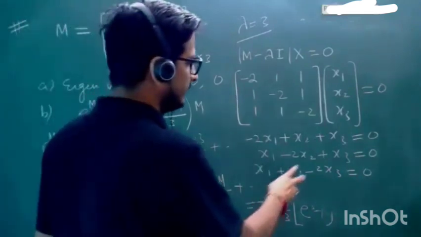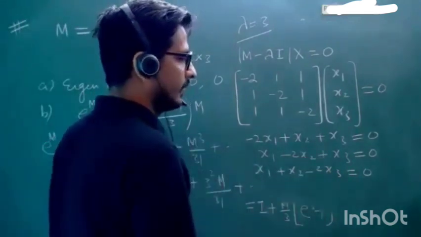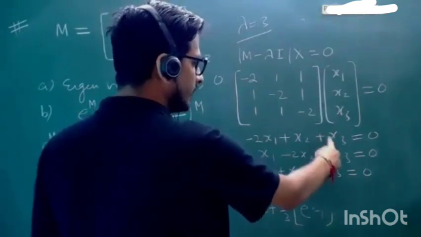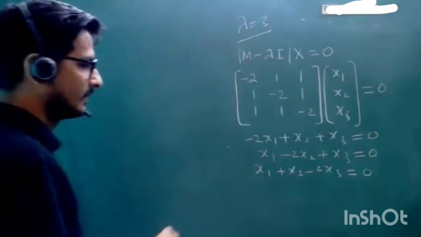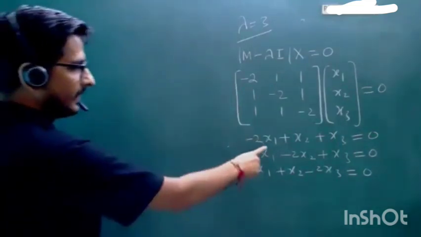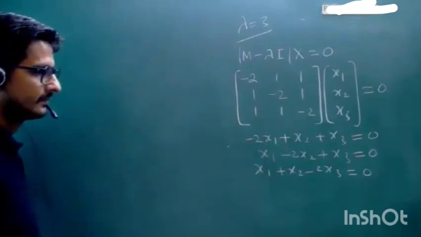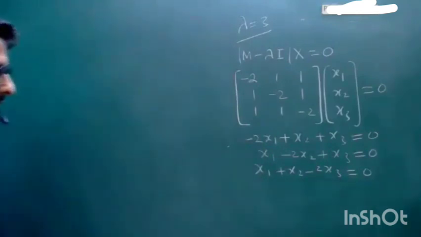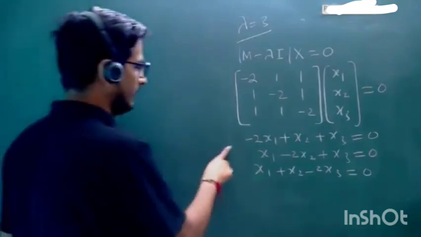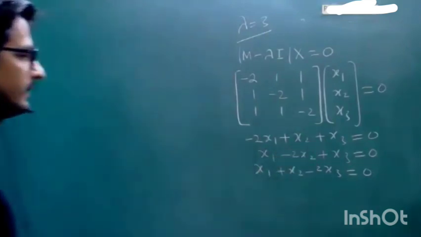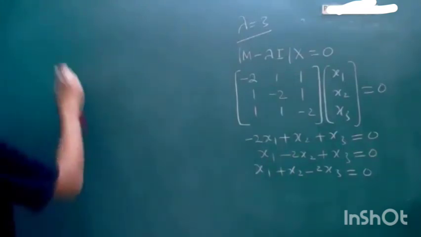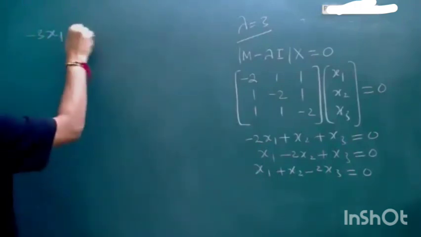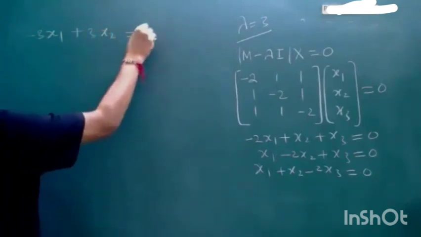So the method is that you remove same quantities from the two equations. For example, you remove x3 from this also and x3 from this also. Or you can use that method also which we studied in class 10th, by cross multiplication, that also can be done. So what are the values? So if I remove x3 from this, what I will get? Minus 2x1 minus x1. So it will be minus 3x1 and plus 3x2 is equal to 0.